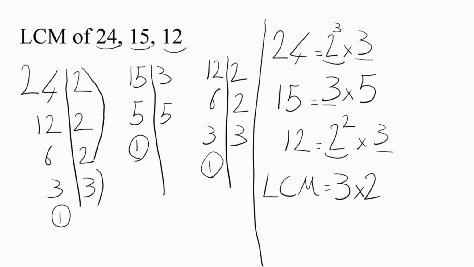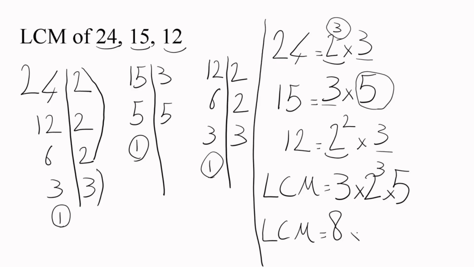So I must write 2 with which power? 2 or 3 with the maximum power. So maximum power will be 3 and I have 5. Should I write that? Yes, of course, I must multiply 2 on common prime factor. With which power? With its own power. The power here is 1, so here is going to be 1 as well. So LCM will be equal to 8 times 15, which is 120.